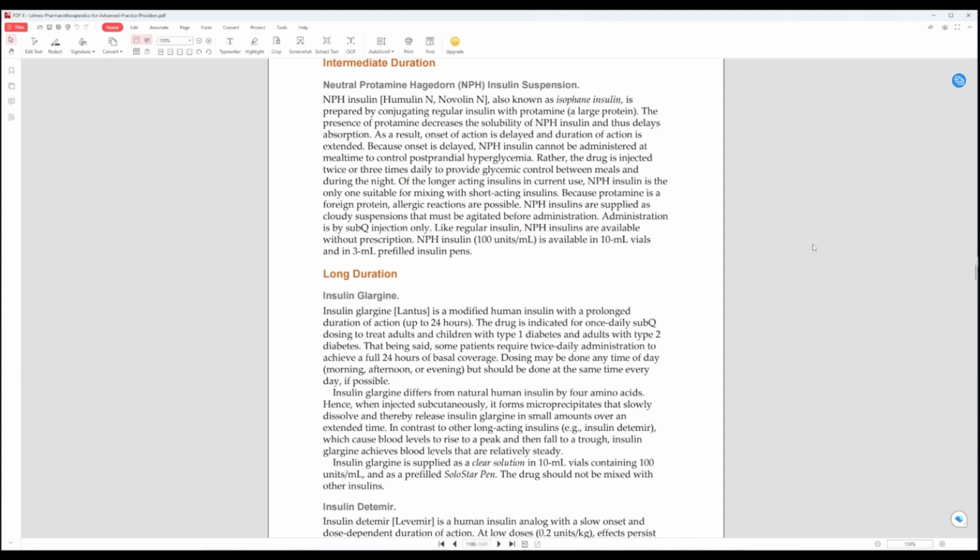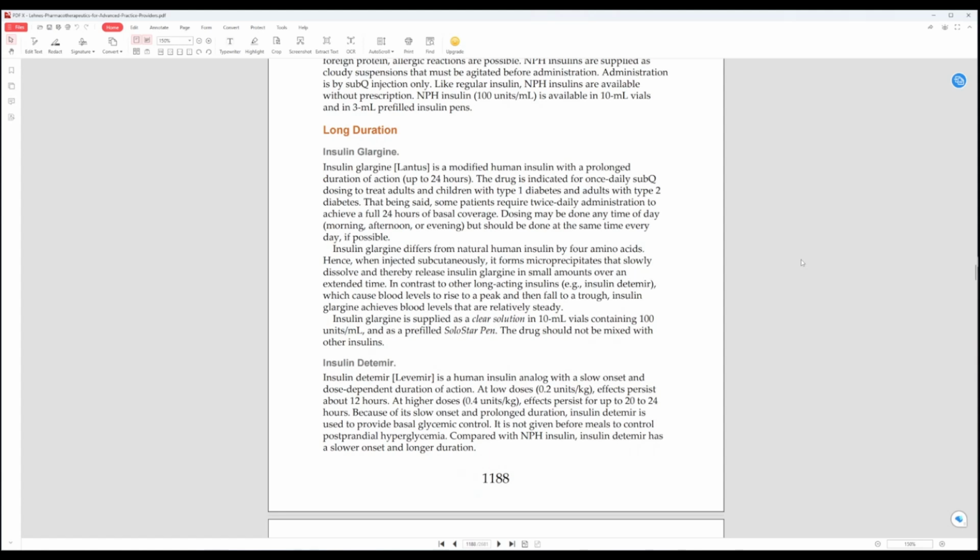Because protamine is a foreign protein, allergic reactions are possible. NPH insulins are supplied as cloudy suspensions that must be agitated before administration. Administration is by subcutaneous injection only, and like regular insulin, NPH insulins are available without prescription. NPH insulin is available in 10 ml vials and 3 ml pre-filled insulin pens.